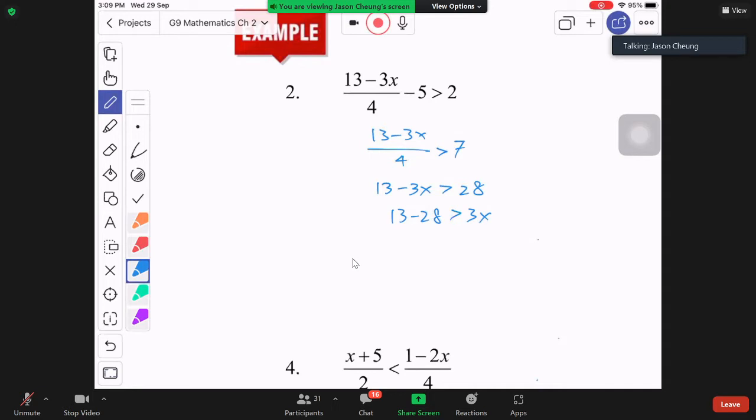就咁轉換個將個 x 轉過另外一邊變做 positive 先。And then 13 minus 28, so -15 is greater than 3x. Here, we are going to divide it by +3 on both sides. Divided by +3 on both sides, which means that we're going to multiply by 1 over 3. Do not need to write this step, but I just want to show you.